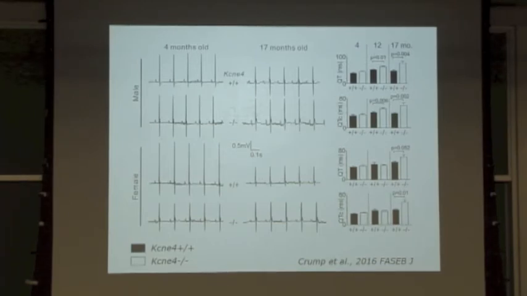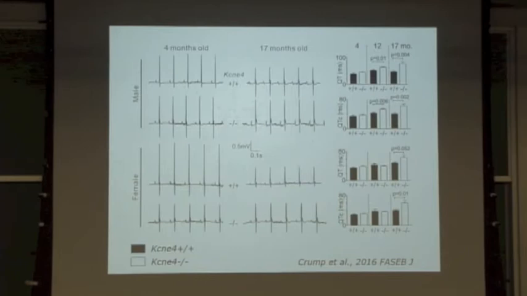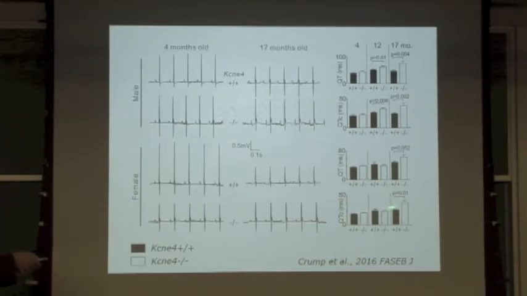And what you might notice here, first of all, is that in mice the QT interval gets longer and longer as they get older, even in wild-type mice. So they become more susceptible to long QT syndrome as they get older. But the other thing we noticed was that in the female mice, there's now a QT prolongation in the knockouts, just in the older mice. So there's no real effect in the 4-month-old or the 12-month-old, but at 17 months there is QT prolongation. So KCNE4 suddenly becomes important.